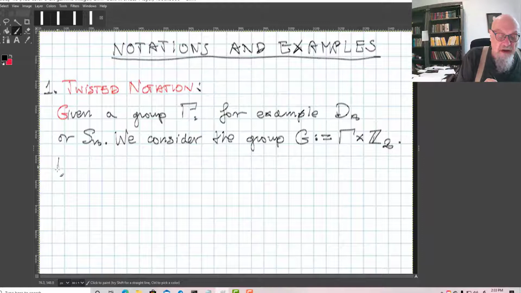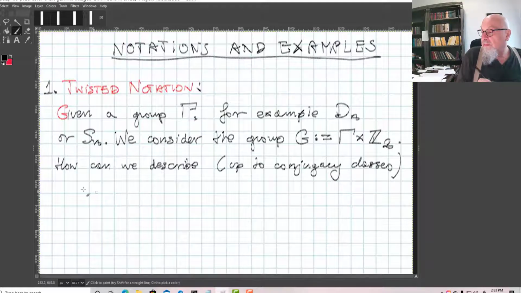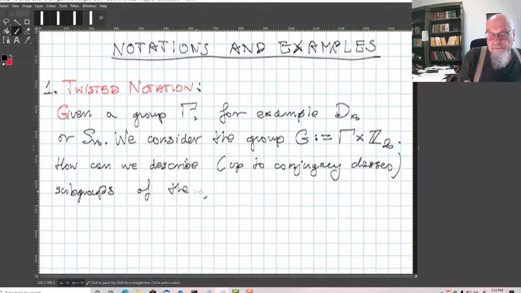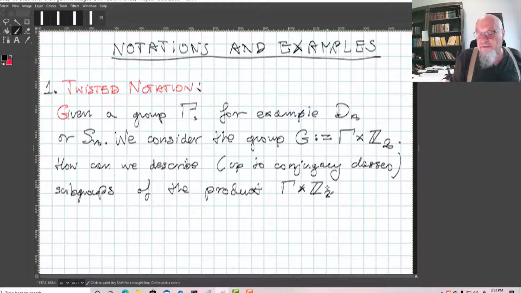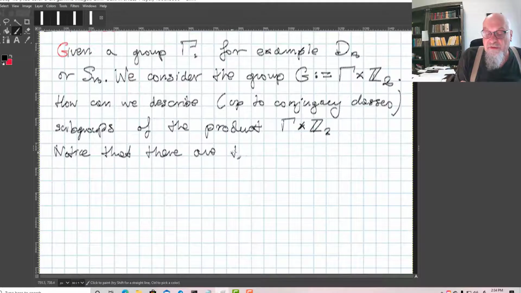So the question is, how can we describe, up to the conjugacy classes, subgroups of the product gamma times Z2, namely this is our group of interest of these products. Okay, one can immediately notice that there are two types of such subgroups.